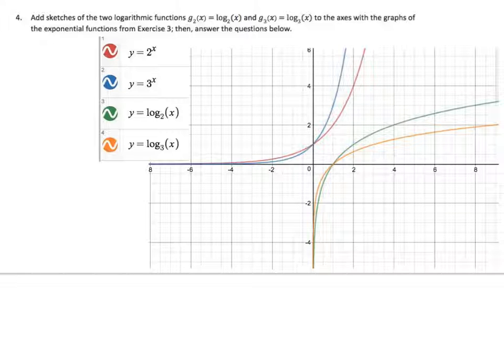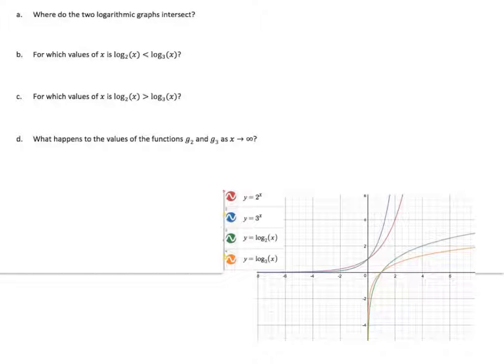So y equals 2 raised to the x power has a partnership with y equals log base 2 of x, and y equals 3 to the x power and log base 3 of x sort of match up. The blue and the yellow and the red and the green. So take a look at these, sketch it if you'd like. We're going to talk about them with the next few questions. So where do the two logarithmic graphs intersect? They intersect right there at 1, 0.